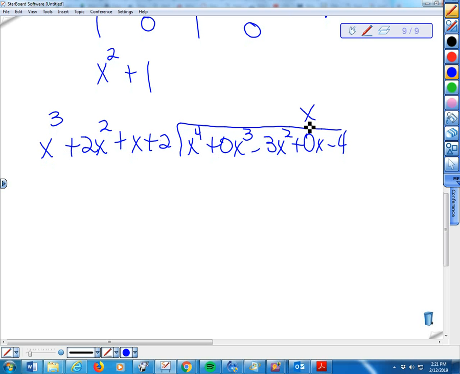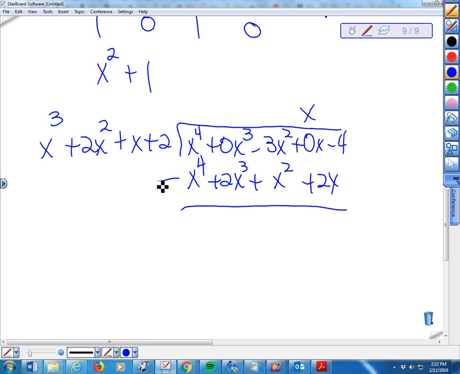X, plus 2x cubed plus x squared plus 2x. Change my signs. Negative 2x cubed, negative 4x squared, negative 2x minus 4. Now, x cubed times what? Minus 2.